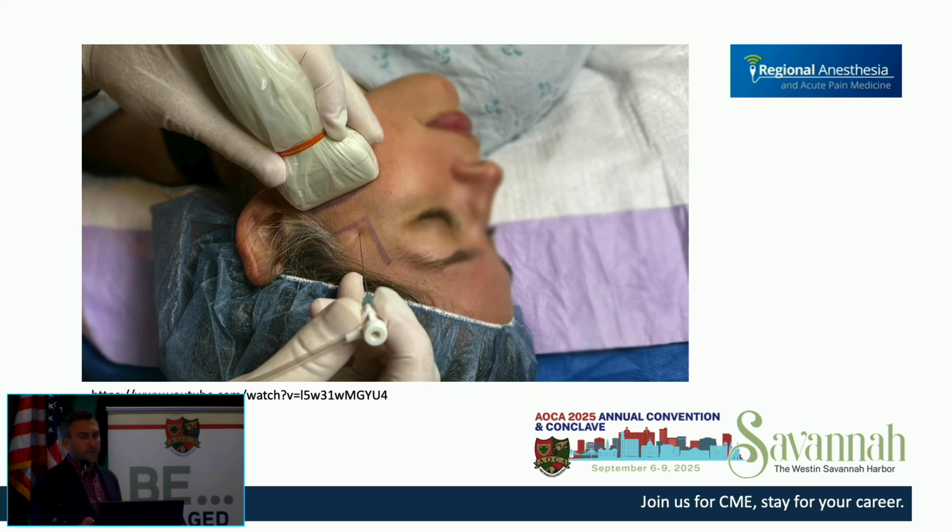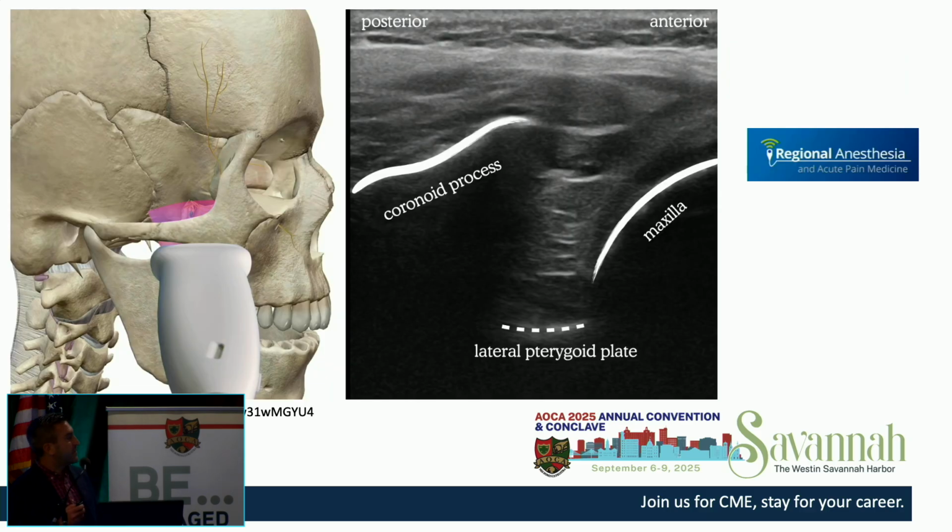But we'll review the ultrasound images, which are relatively straightforward. So again, this is the position of the probe over the bony anatomy. Slide a little cranially, caudally, medially, or laterally as you need to. But this would be the image you're looking for, which is relatively easy to find. Posteriorly, you're going to have the coronoid process. Anteriorly, the maxilla. You'll be traversing the infratemporal fossa.